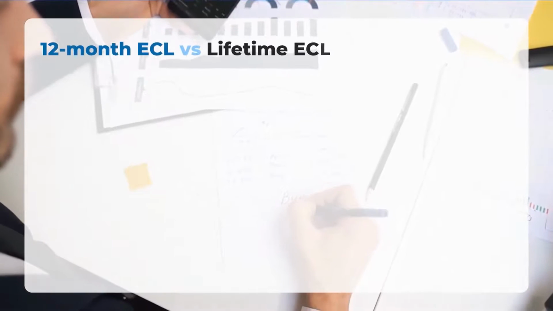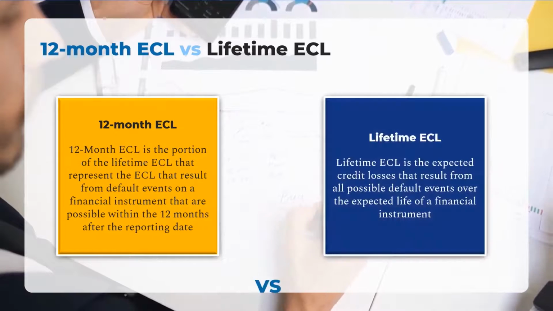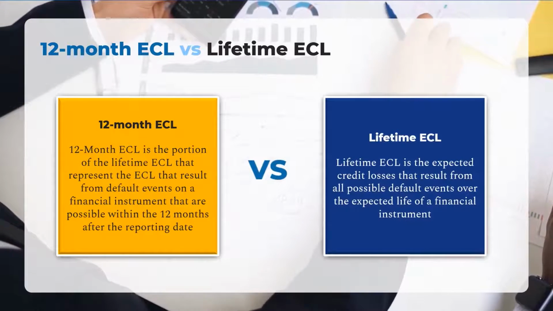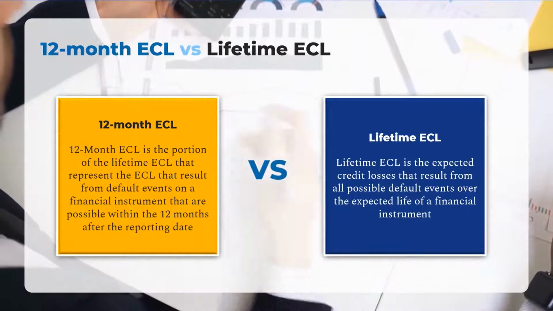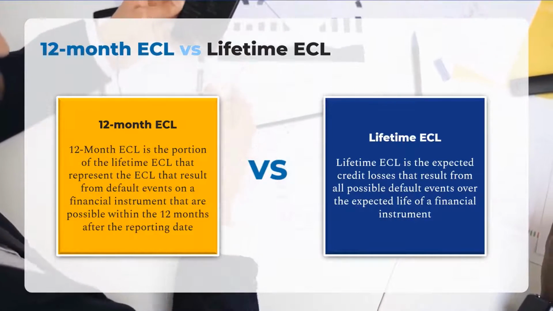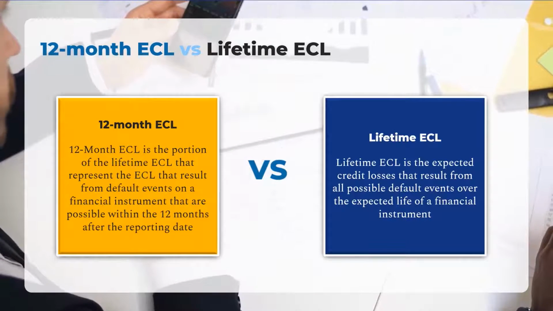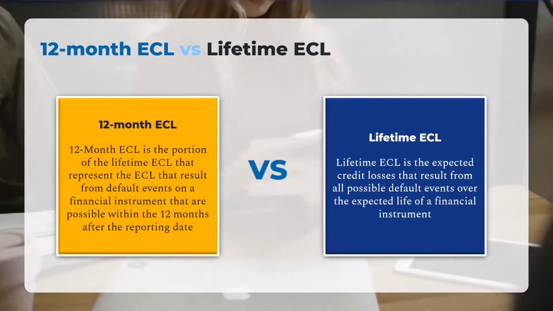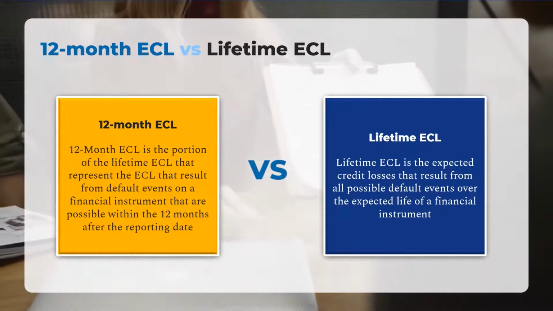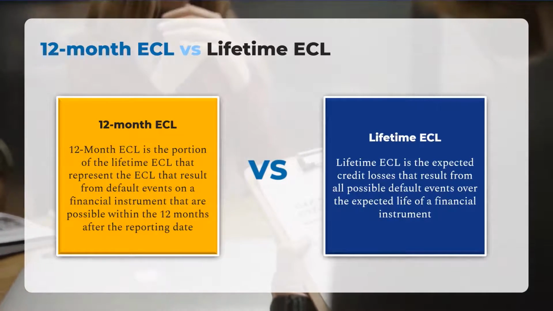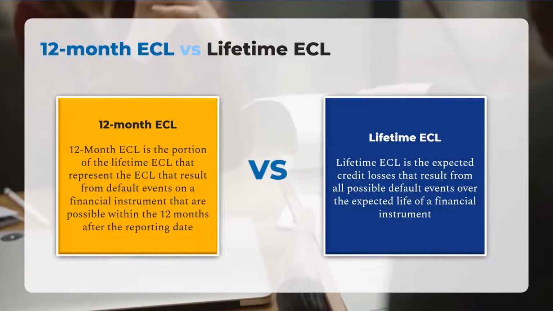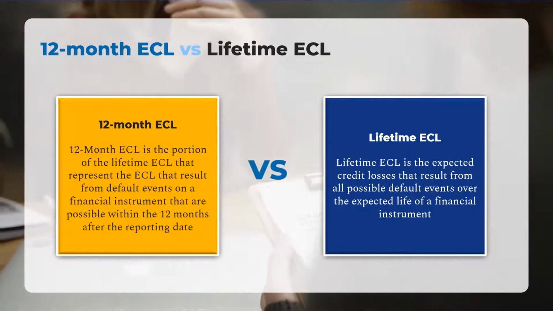And there are two types of how long we should recognize the expected credit losses. First, 12-month ECL is the portion of lifetime ECL that represents the ECL that results from default events on a financial instrument that are possible within 12 months after the reporting date. Second, lifetime ECL. It is the expected credit losses that result from all possible default events over the expected life of a financial instrument.